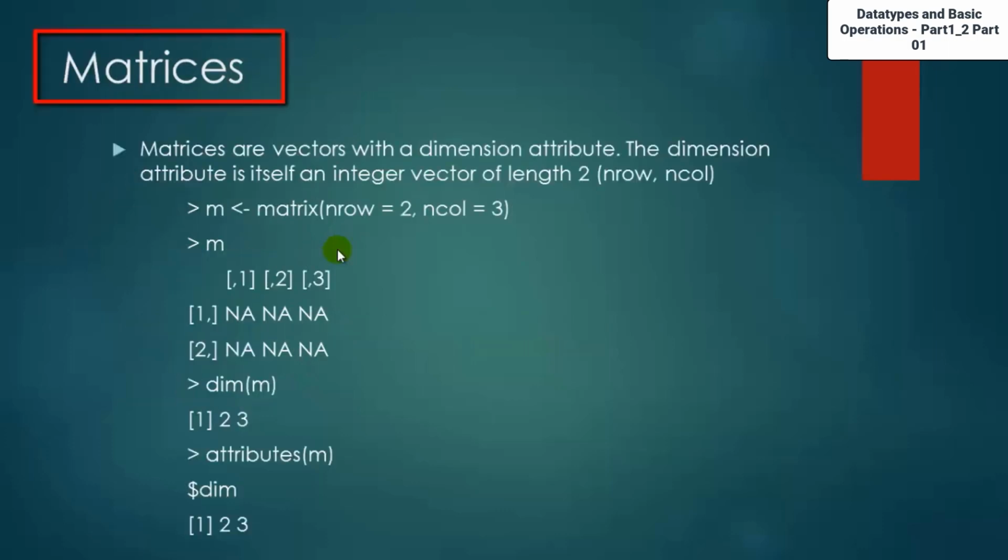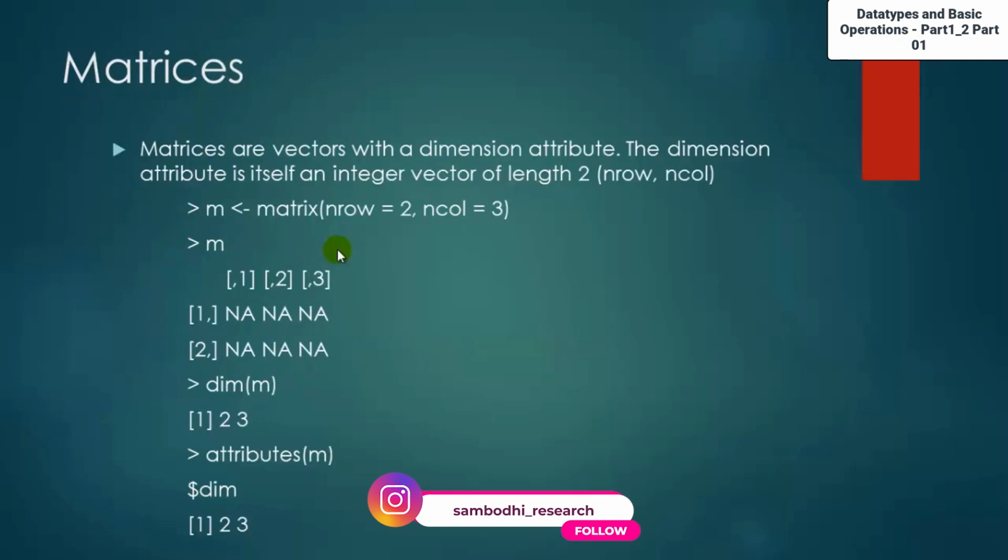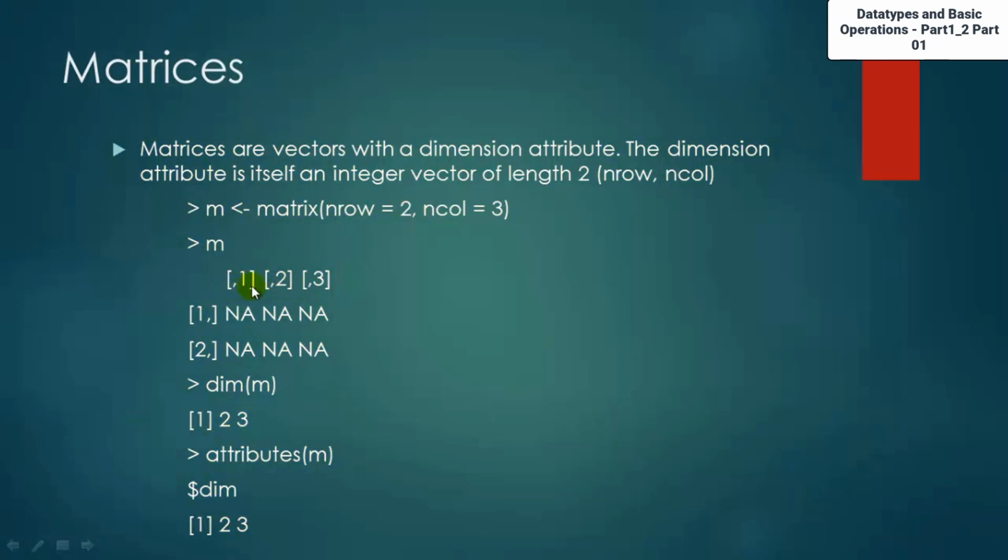Now we'll see about matrices. Matrices are vectors with a dimension attribute. The dimension attribute is itself an integer vector, as you can see where I'm pointing the mouse: 1, 2 and 3, which indicate column 1, column 2 and column 3. This is called the dimension attribute, which defines the first column, and this denotes the first row. NA is located at 1 cross 1, which means it is in the first row, first column. So this is the dimension attribute which every matrix will have.